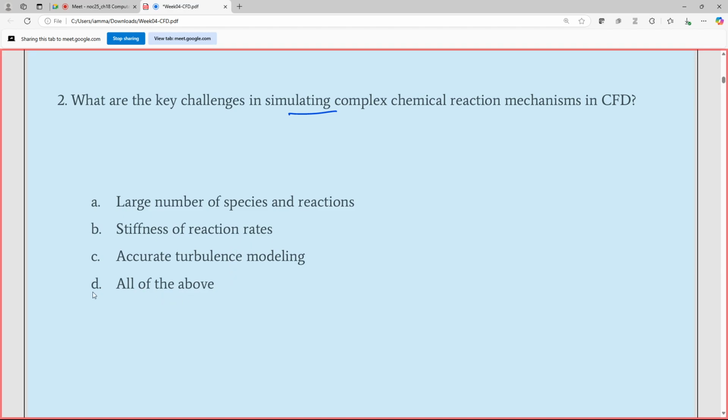Our answer is option D, all of the above. Mostly a chemical reaction will be written in simplified form, A plus B gives C plus D kind of reactions. But here, all these A, B will be elements. Suppose you are taking methane, then there will be carbon, hydrogen and so on. If there is also oxygen, then there itself are three species, and the reactions will be there, and the reaction level will also be changing.